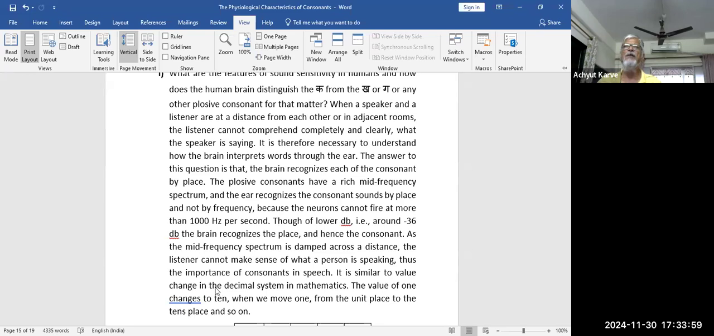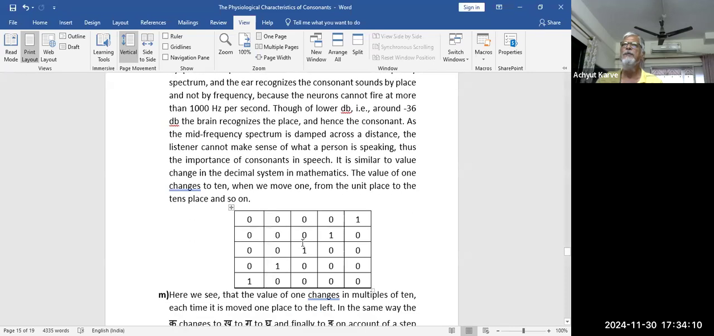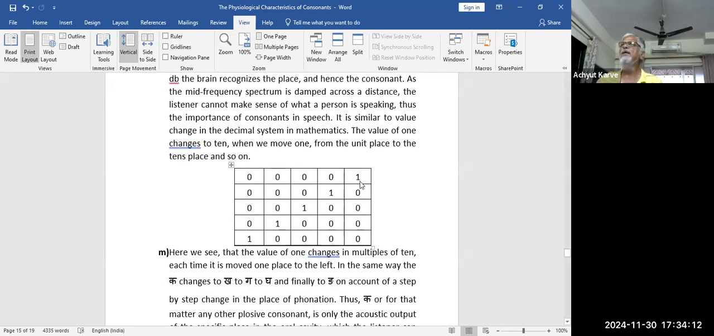It is similar to the value change in the decimal system in mathematics. The value of 1 changes to 10 when we move 1 from the unit place to the 10th place, and so on. So 1 in the unit place, this is 10, this is 100, this is 1000. All are 1. But by place, that 1 becomes different. Here we see, now how is ka different from kha? For no other reason than because the place has changed.